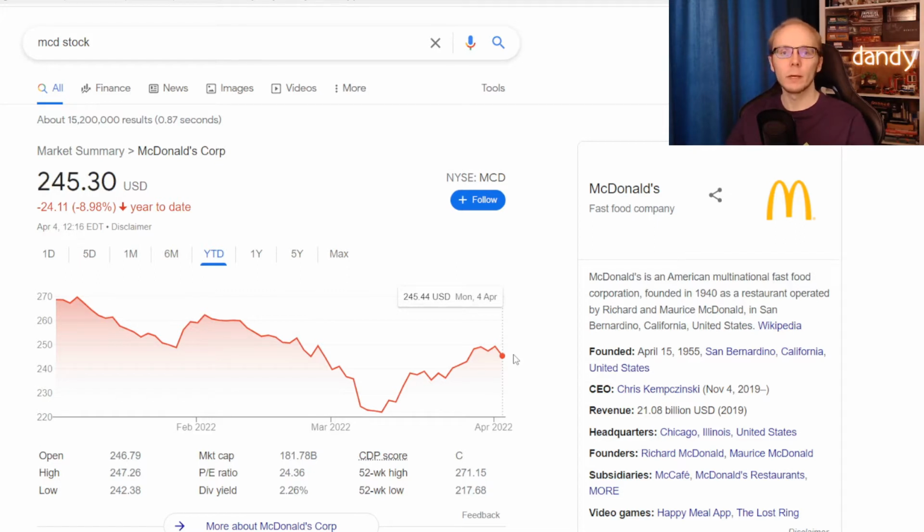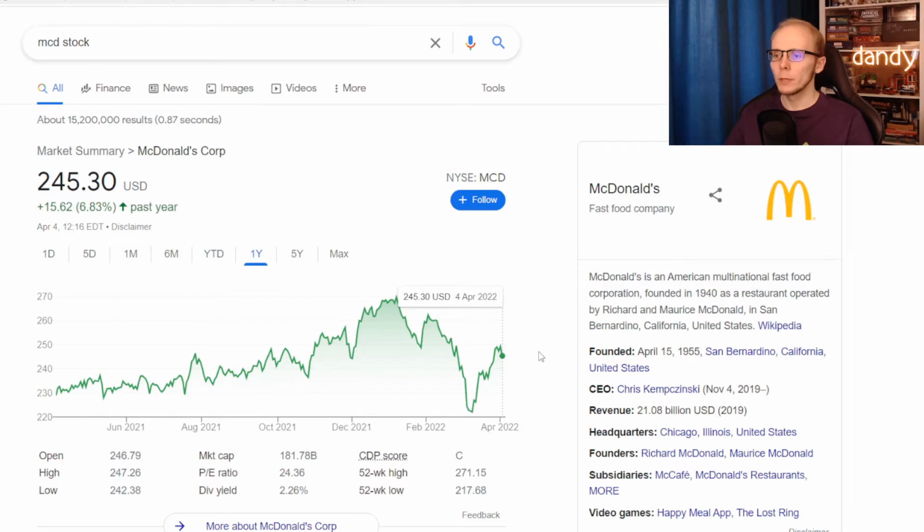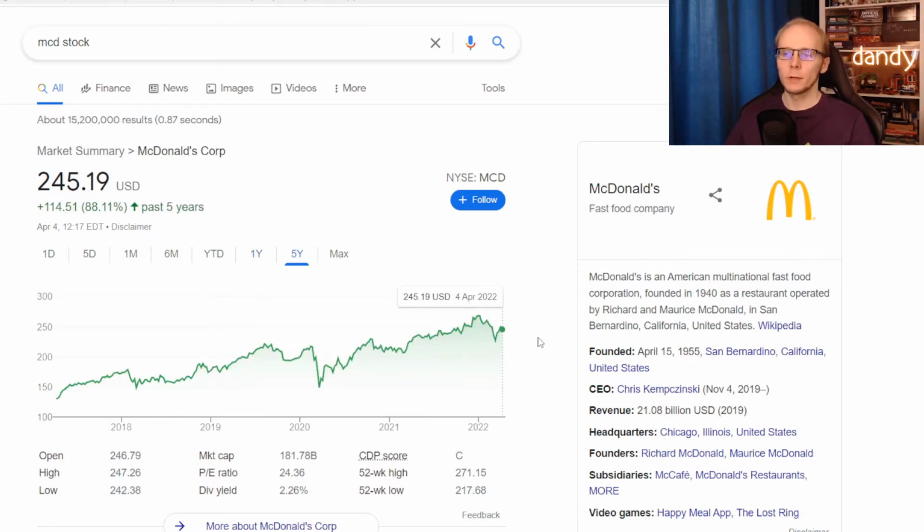As you might have guessed, the first one will be McDonald's, ticker symbol MCD. 2022 is so far not the best as the stock is down for almost 9%. In 1 year they did manage to go up by 6.83%, and in the last 5 years the stock had quite decent growth, going from $130 in 2017 up 88% to $245. The stock is now trading at the price earnings of 24.36, and they are paying a quarterly dividend which currently comes at an annual yield of 2.26%.